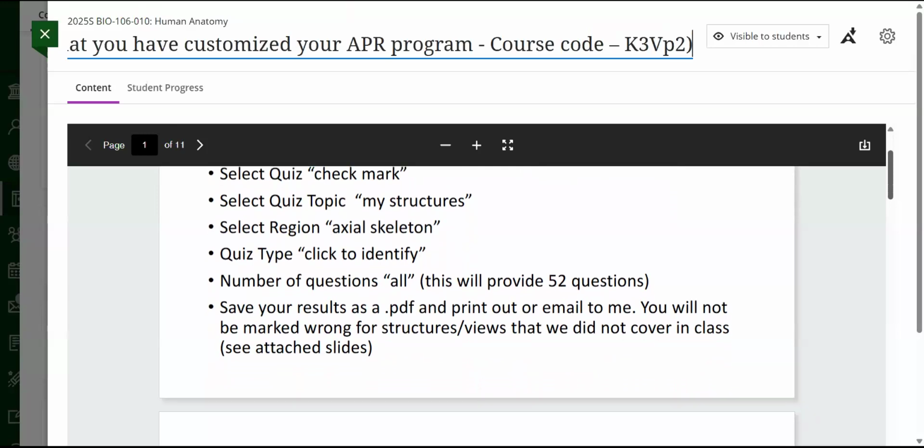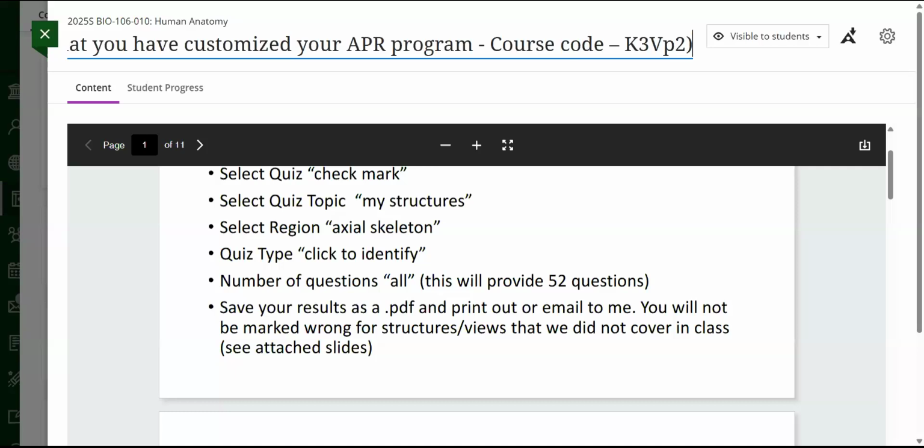The region that we're going to be quizzing ourselves on is the axial skeleton, and the quiz type is Click to Identify. You want to answer all of the questions. This should provide you with 52 questions. If your program's not customized, you're going to get over 100 questions, and you don't want to do that because it's going to be covering structures that we didn't do in class. You're not responsible for it. So this is where customization is really important.